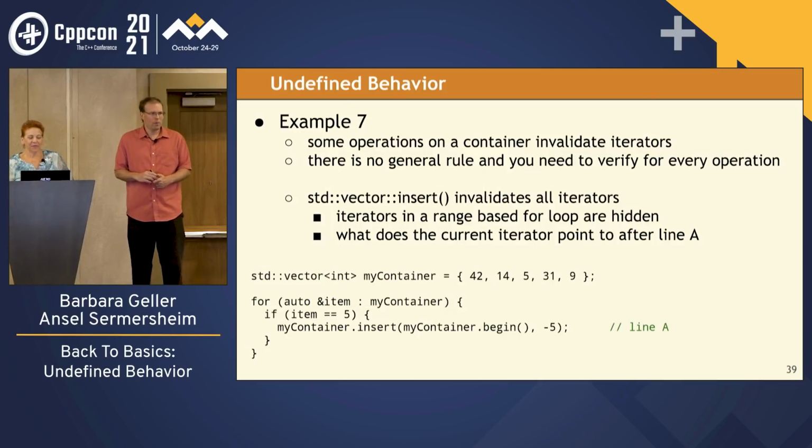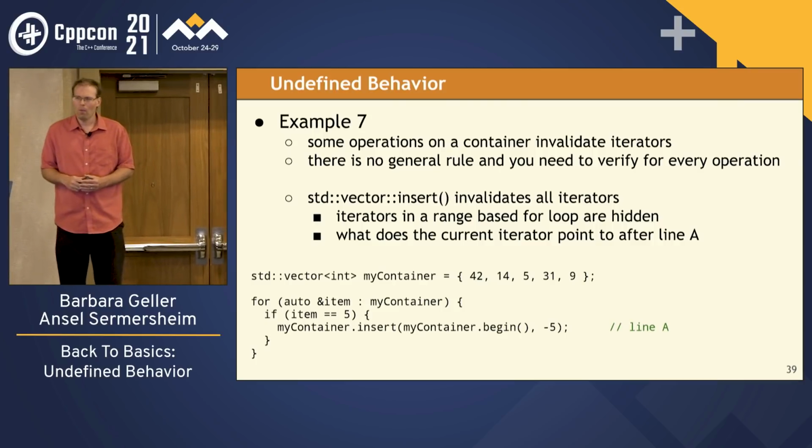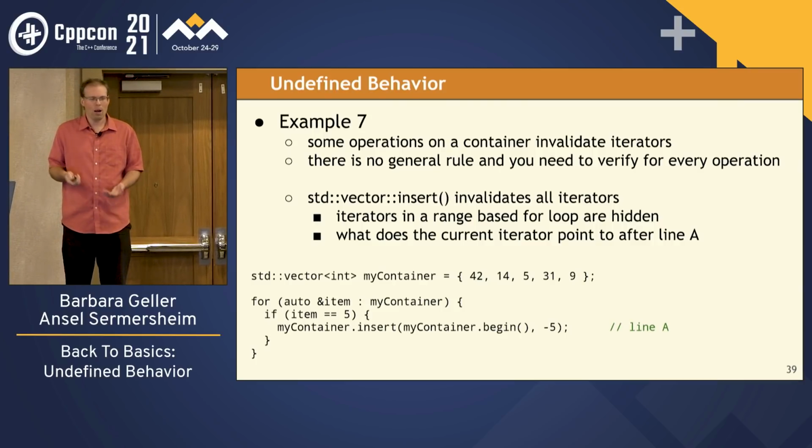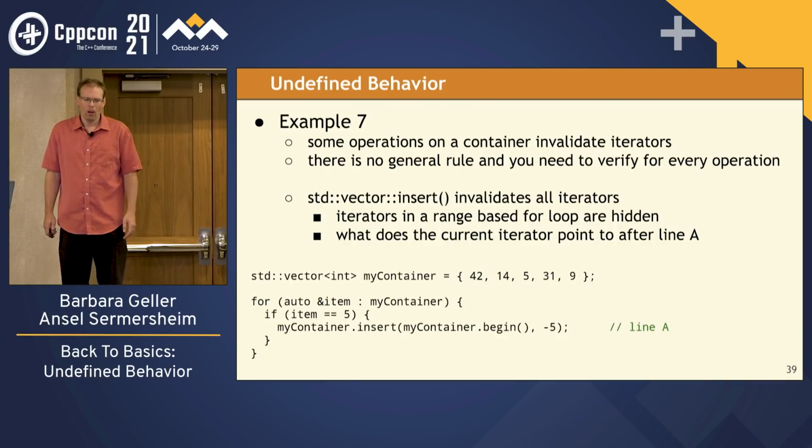So here's another example that we ran into in some code. Many people know that if you do some operations on a container, they might invalidate iterators. But there's no general rule. You have to verify for each operation that you're doing which exact iterators are invalidated. Now it happens that vector insert potentially invalidates all iterators into the vector because it might have to reallocate. But there's no iterators in this code, so why am I talking about this?